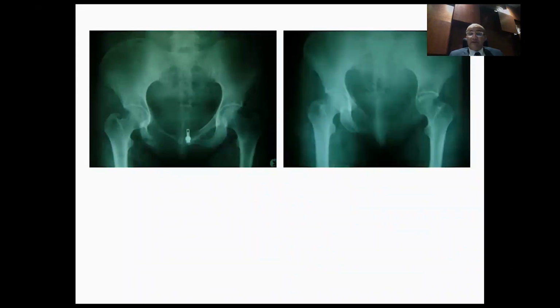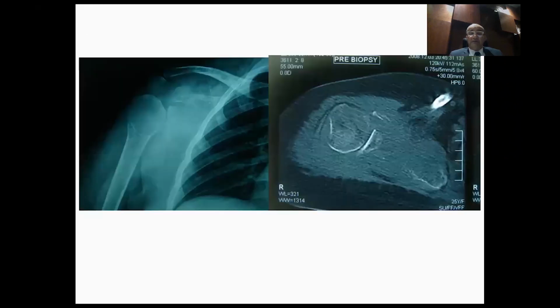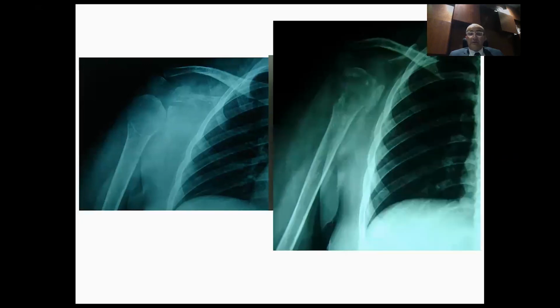Six months later, both sides' pubic rami are absent, as well as the inferior pubic ramus on the left side. An example of disappearing bone disease in the shoulder area, absent scapula, and the humerus started to disappear.